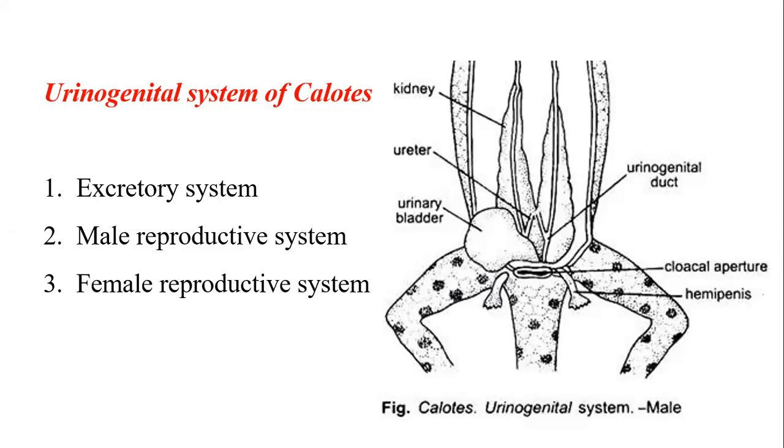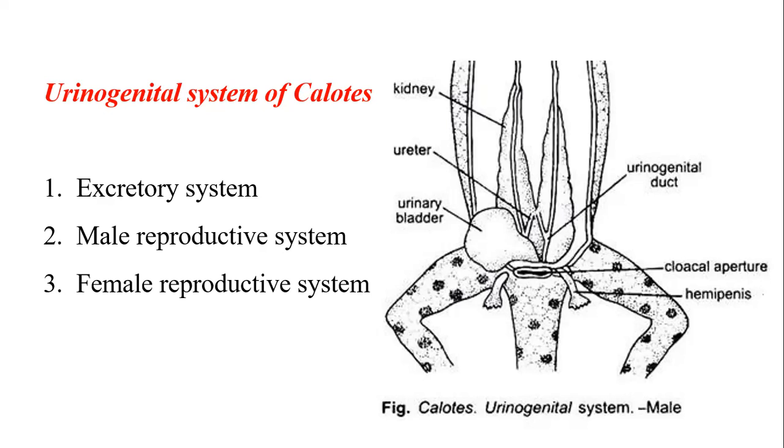Firstly, we will describe the excretory system. Here in the diagram, various parts of the excretory system are shown. The excretory system includes a pair of metanephric kidneys. Kidneys are the main excretory organ. In calotes, a pair of metanephric kidneys are present in the abdominal cavity, and these kidneys are attached to the dorsal body wall.